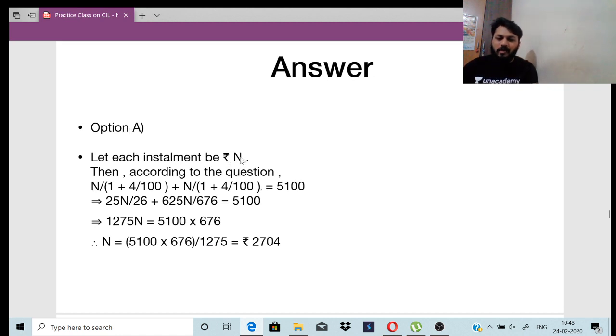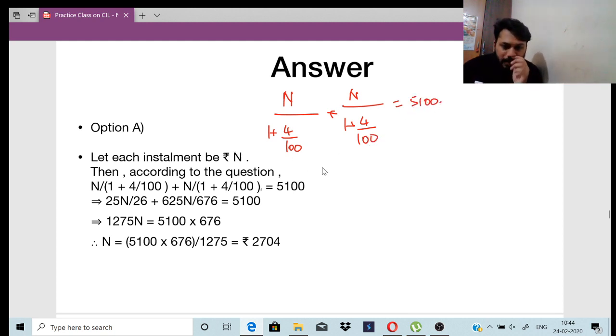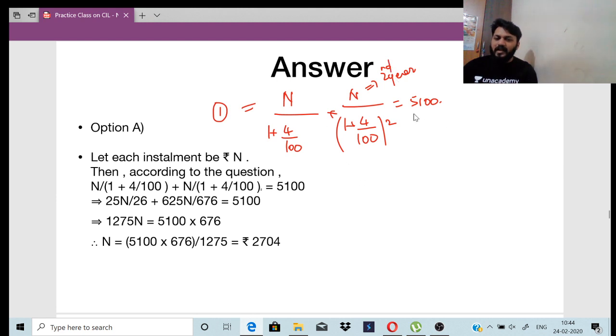So let each installment be n, okay? According to the question, it is n divided by 1 plus 4 by 100 plus n divided by 1 plus 4 by 100, with power 2, is equal to 5100. N divided by 1 plus 4 by 100, which is the first year, and n divided by 1 plus 4 by 100 squared, which is the second year. दोनों को मिला के 5100 है.